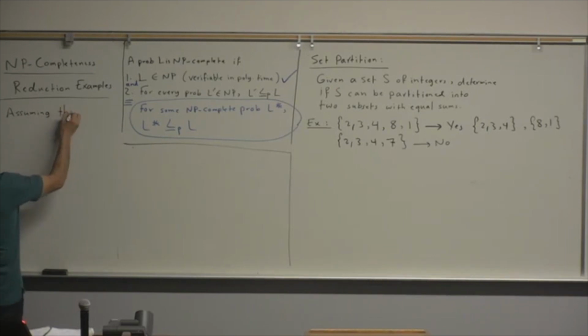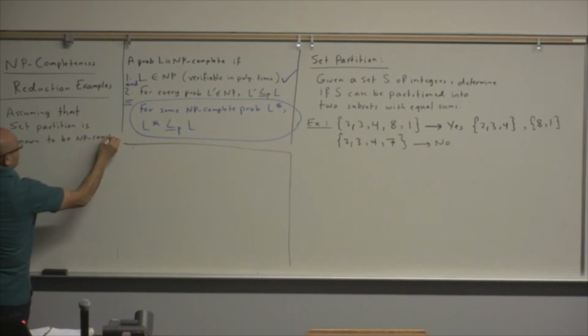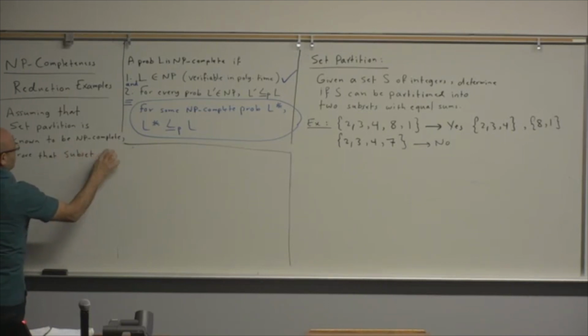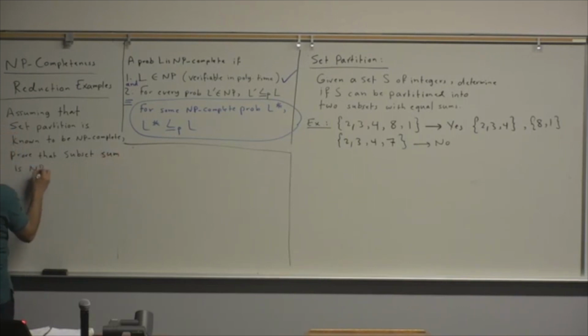Assuming that set partition is known to be NP complete, prove that subset sum is NP complete.